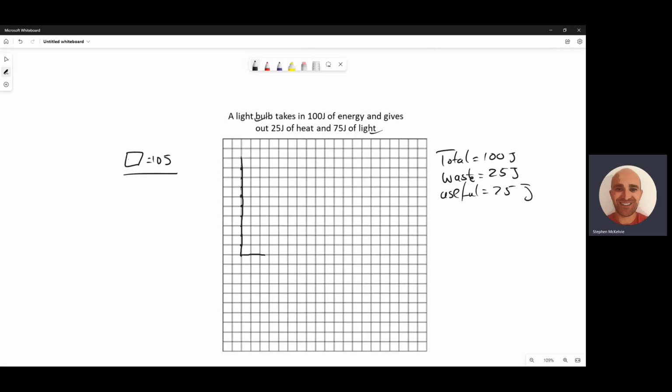Then I'm going to draw across 2 or 3 boxes. Now I need to do my wasted energy, which is going to be the 25 joules of heat. So I'm going to start here. I'm going to count 1, 2, and a half, and I'm going to draw my dot there.